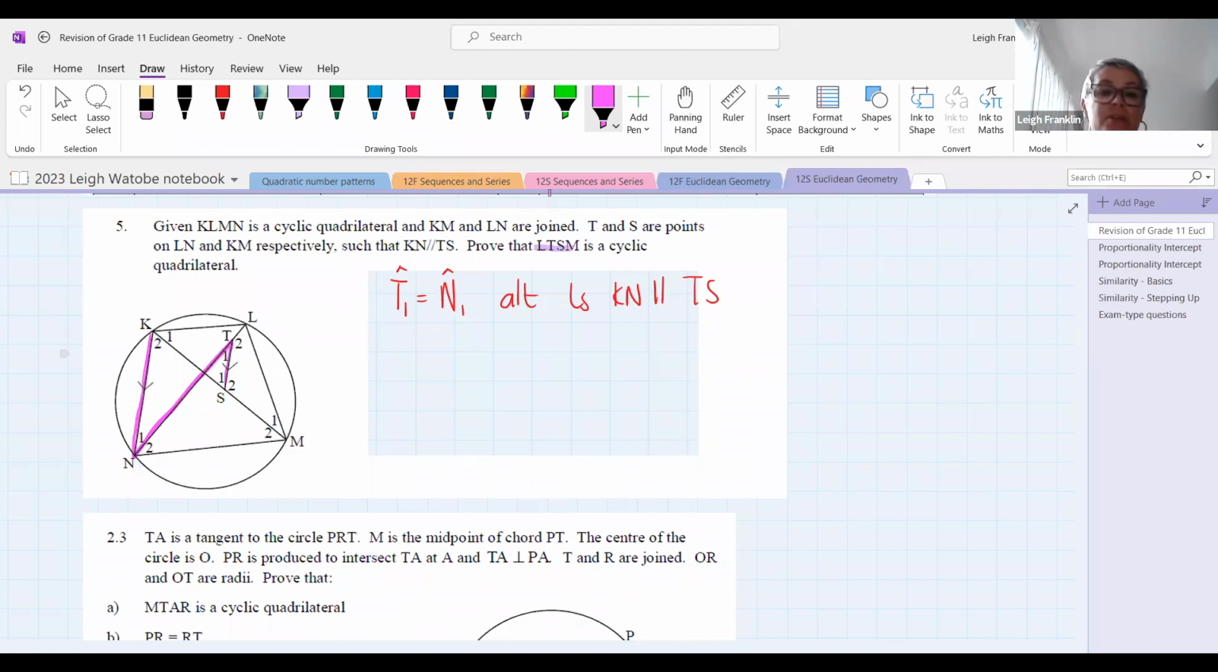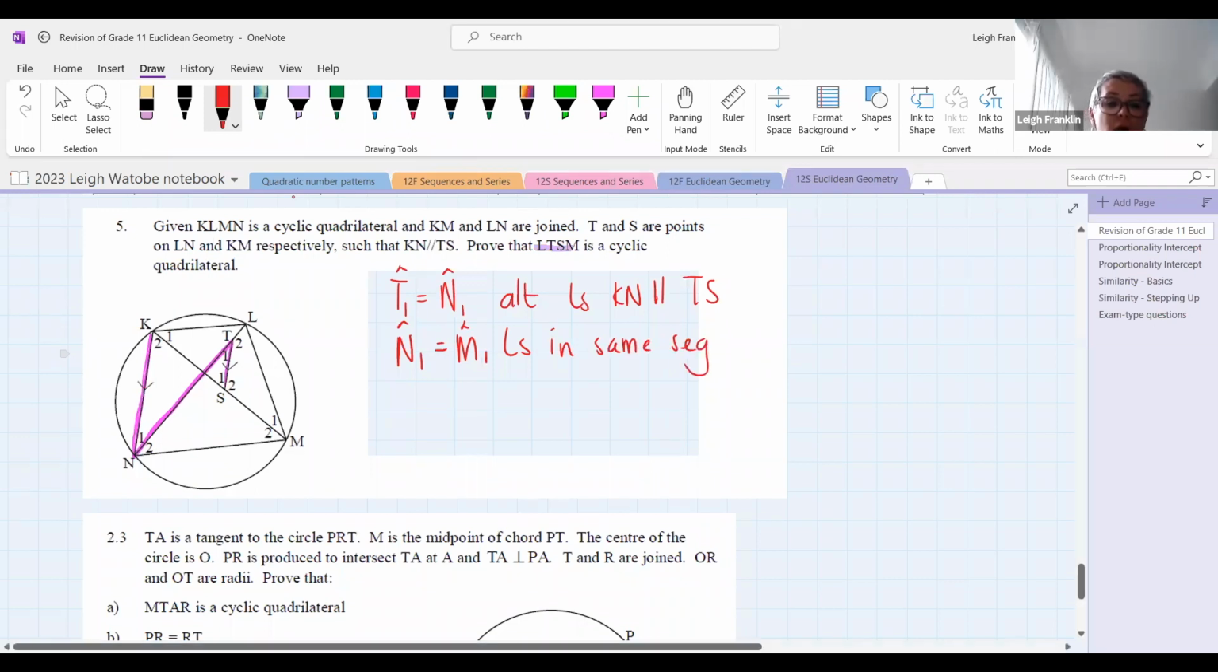Now that we've established something else that T1 is equal to, let's see if there is a link between M1 and N1. Is there a link between M1 and N1? There we go, Katleho, beautiful. Chloe, you also said it. Excellent. We found our connection. N1 is equal to M1 because of angles in the same segment.